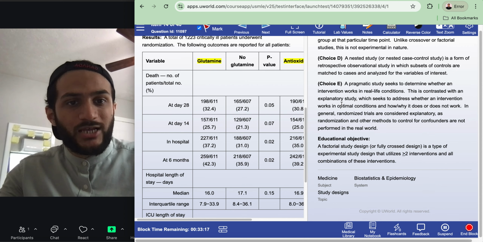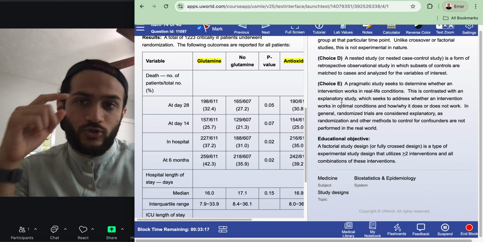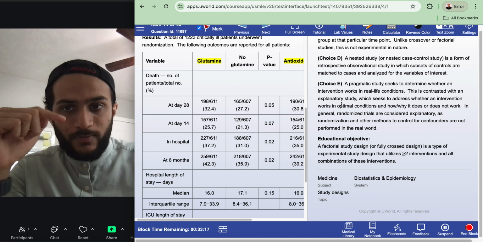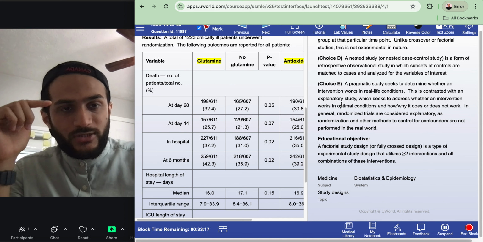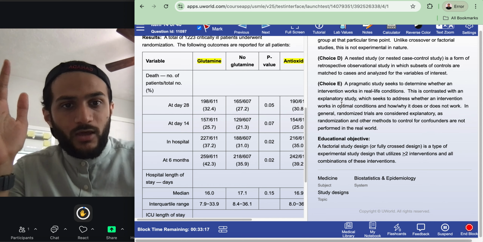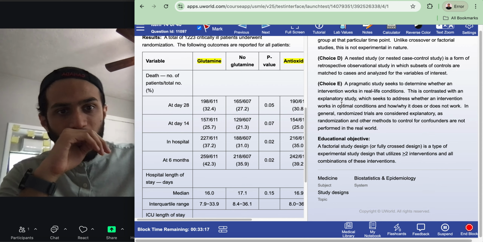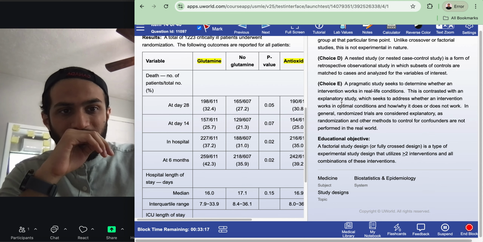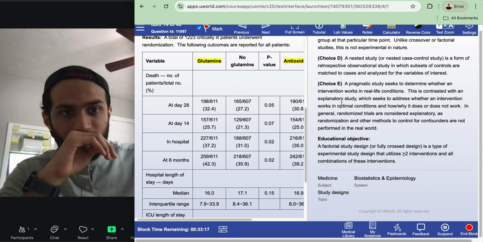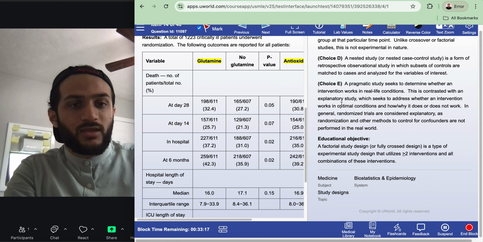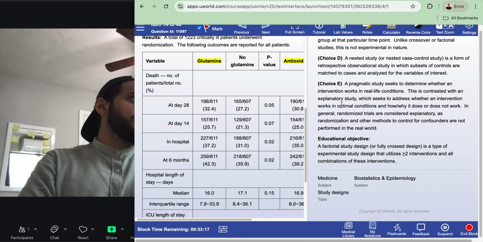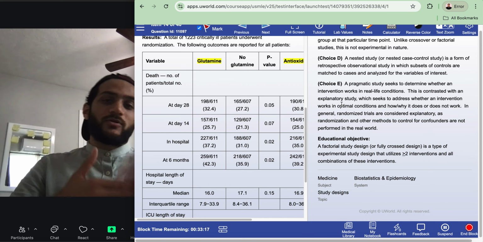Okay, so the last one is saying the randomized controlled trials. So you use a trial group, you use a placebo group, are considered explanatory. Okay, fine. As the other methods to control for confounders are not performed in the real world. So we can use this because even in the real world we don't even account for confounders.